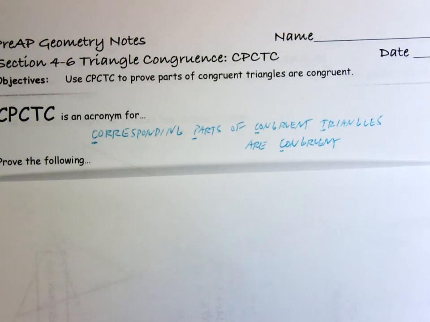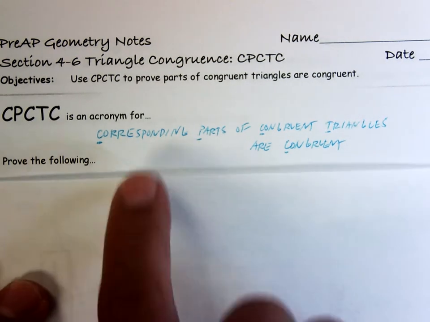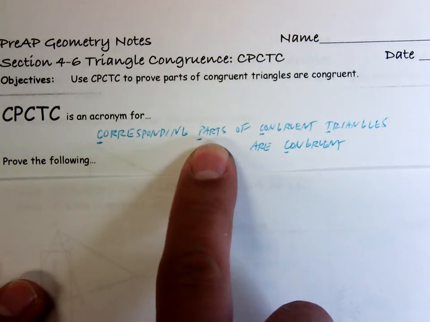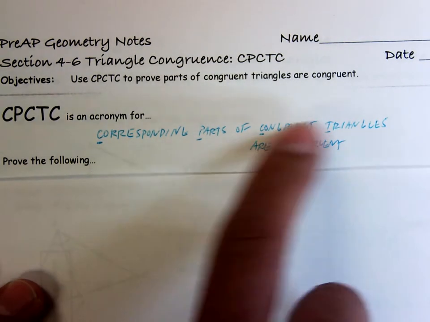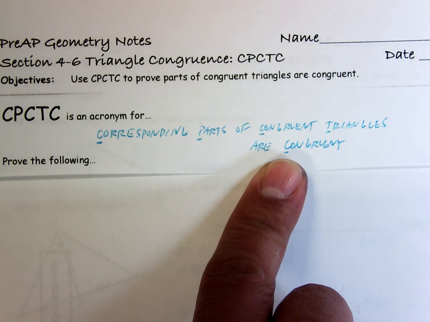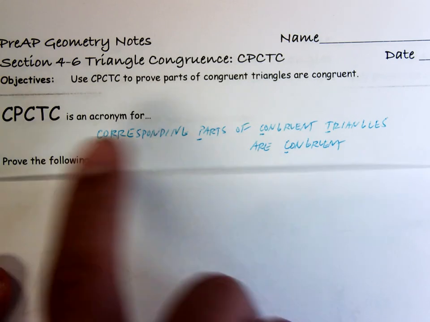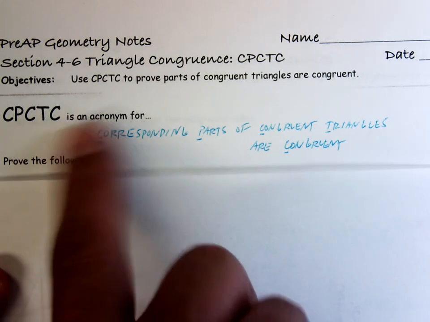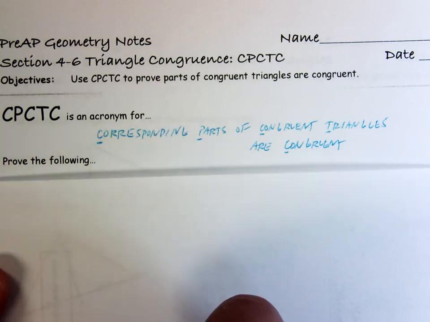Alright, so today we're talking about CPCTC. It's just an acronym that we use for corresponding parts of congruent triangles are congruent. So once I know triangles are congruent, then their corresponding parts must also be congruent. So we can use CPCTC as one of the steps in a proof.